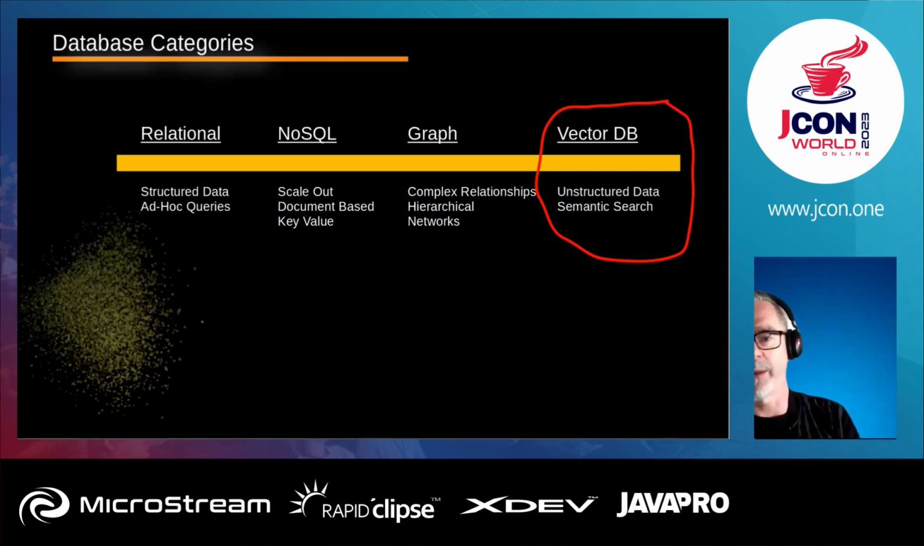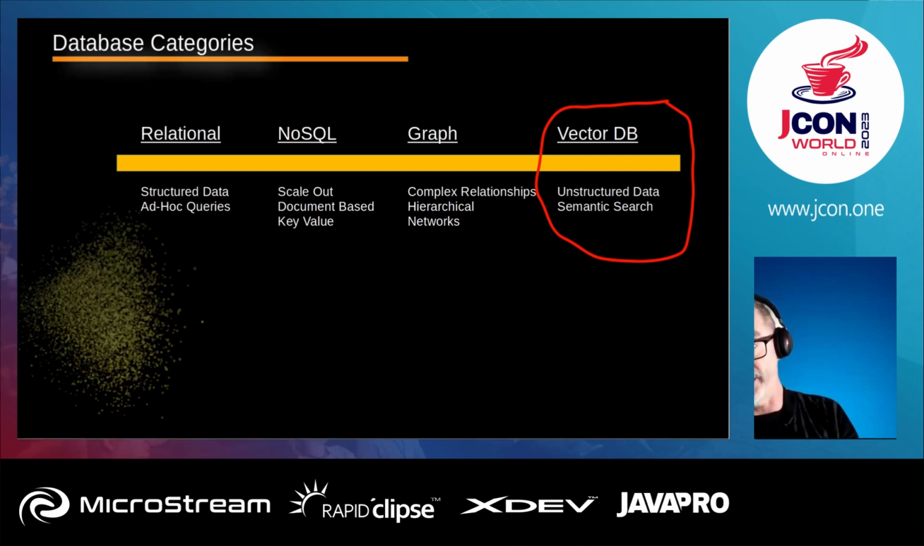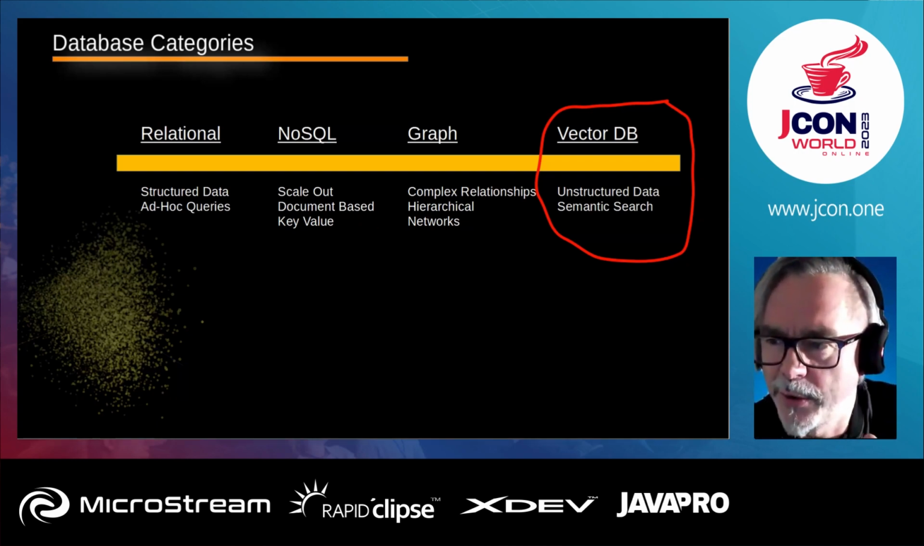Then we have, of course, NoSQL databases. If you really have the requirement to scale out your databases, you will probably go for a NoSQL database like MongoDB, for example. They are key-value based, document based, scale out pretty well horizontally, and are absolutely great for such tasks. We have graph databases like Neo4j for complex relationships and hierarchical networks. You can store all this in graph databases and query it. Brilliant for this job. And now we have another one.